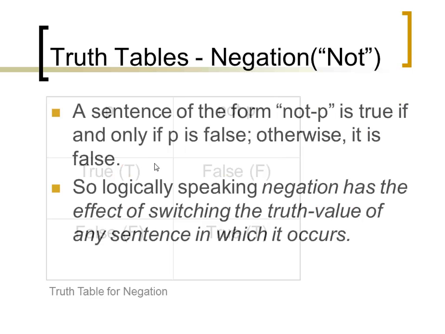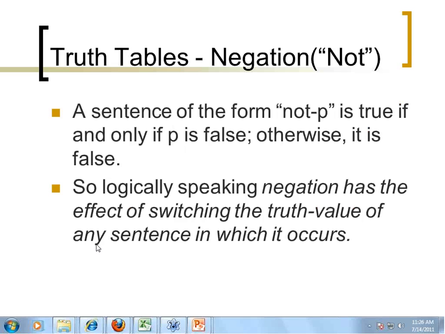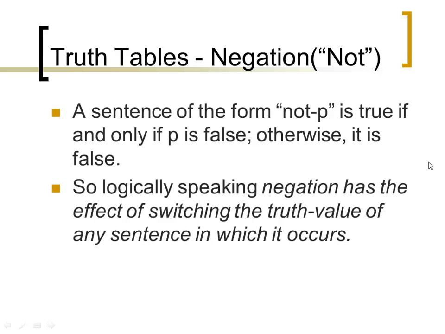A sentence in the form not P is true if and only if P is false. Otherwise, it is false. So, logically speaking, negation has the effect of switching the truth value of any sentence in which it occurs. So, we're looking at opposites here. If it's true, then not true is false, and if it is false, then not false is true. All right? Any questions so far?